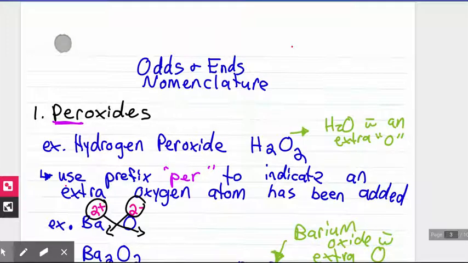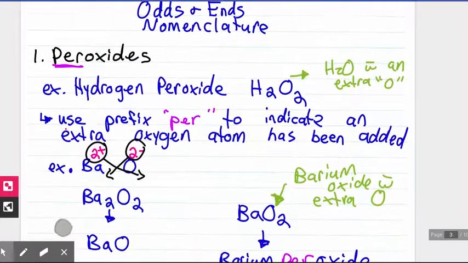We can recognize the prefix per, P-E-R, to indicate that we have extra oxygens bonded to a polyatomic ion. So a peroxide is when you have a compound that contains an extra oxygen. And when we name them, we just use the prefix per to indicate an extra oxygen atom has been added. So we're going to look at an example.